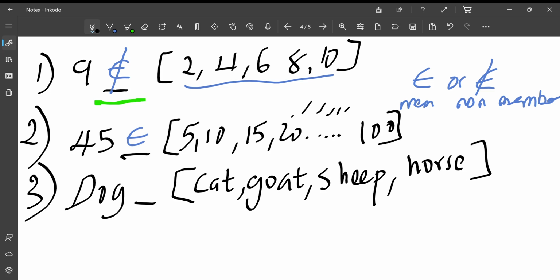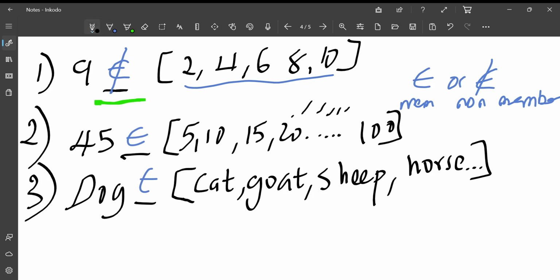So I'm giving this question: dog, is it a member of this set? First of all, what do we have? What do these sets have in common? That's what you need to ask yourself. They are all animals, aren't they? So is a dog an animal? The answer is obviously yes. So a dog is supposed to be a member of this set.